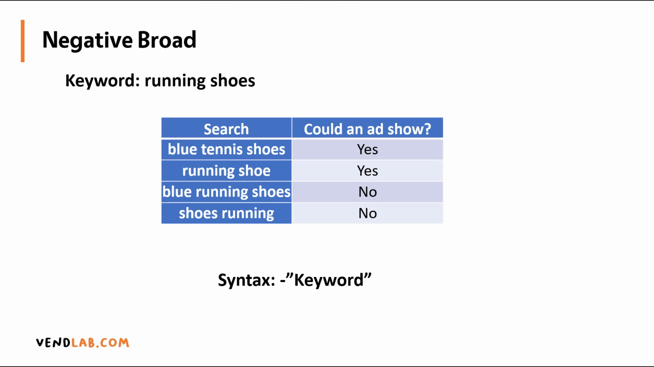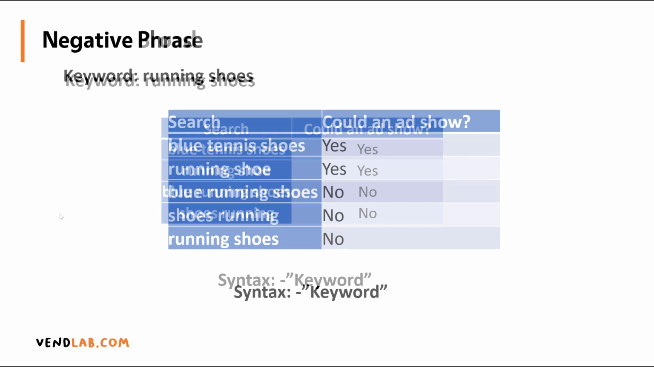For negative broad match, your ad will not be served if the search contains all your negative keywords, even if the terms are in a different order. Your ad may still be shown if the search term contains only some of your keywords. So in this example here, if the keyword is running shoes, your ad will not be shown if it's either running shoes or shoes running, because it's the same keywords in different order.